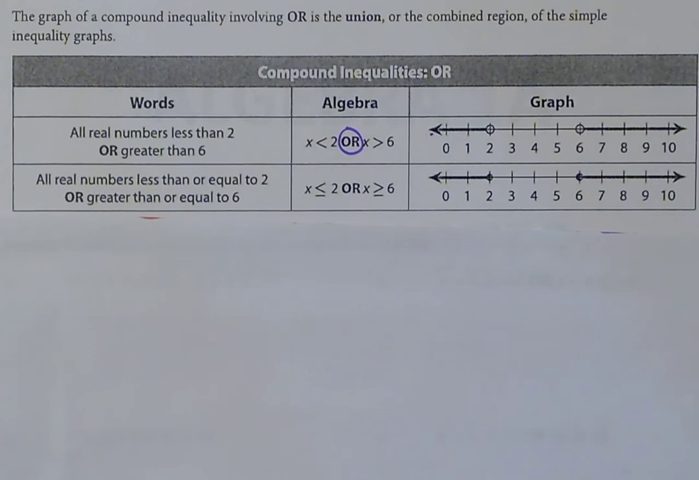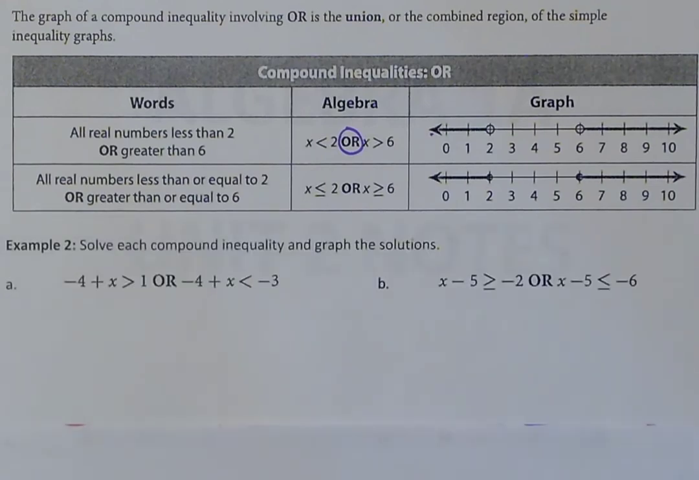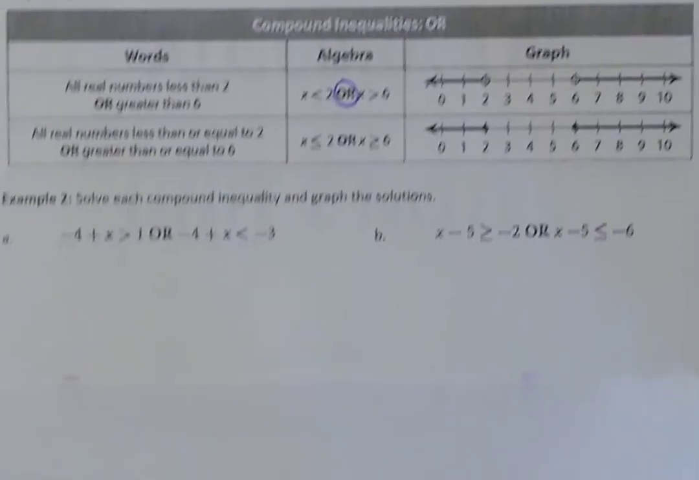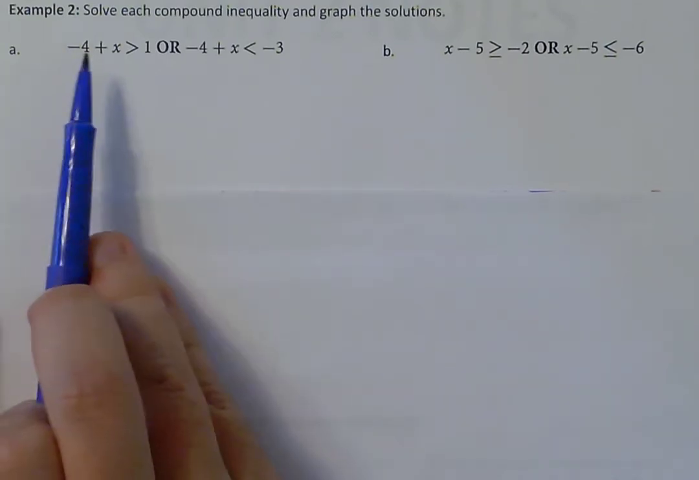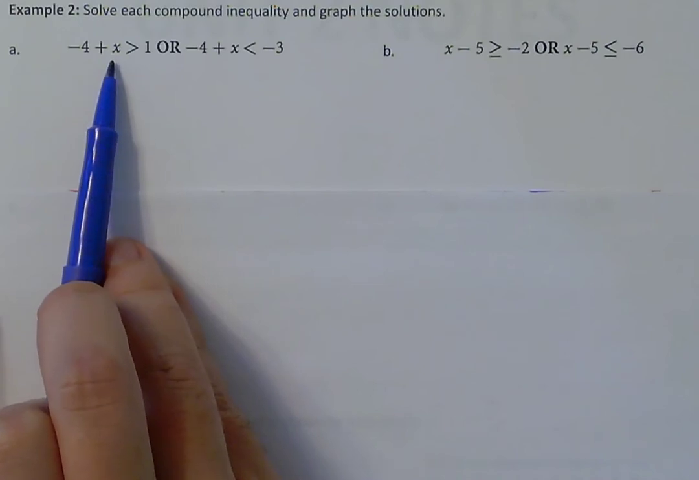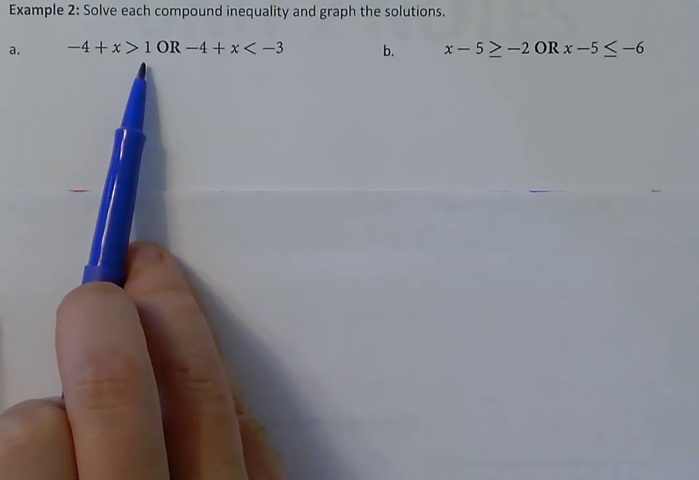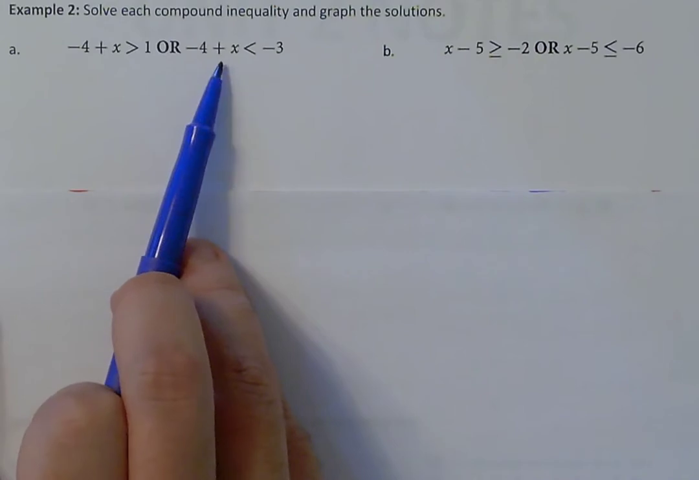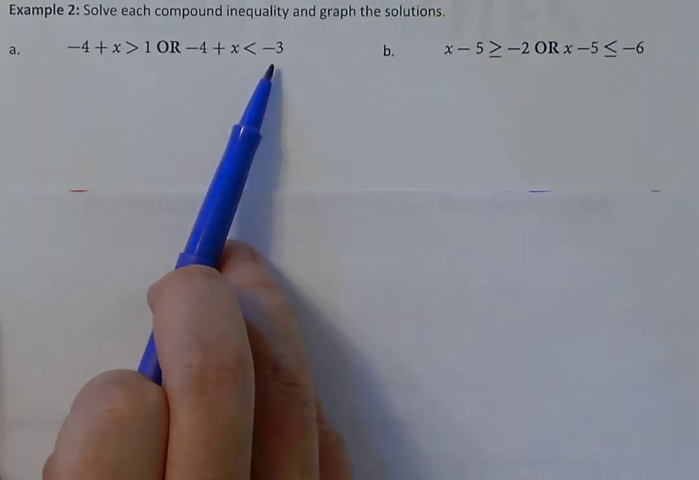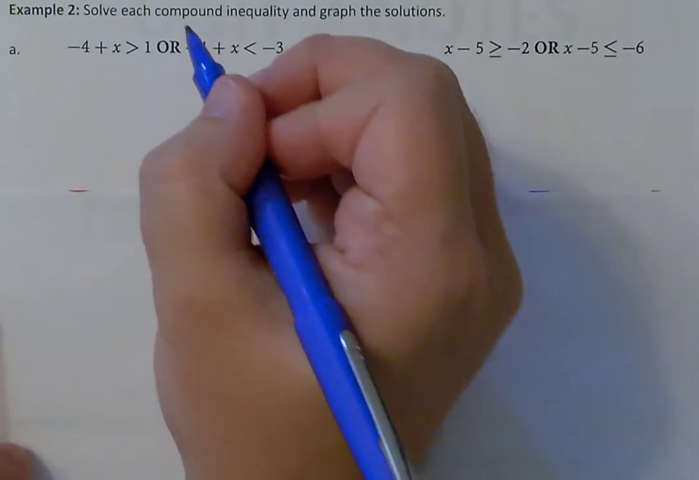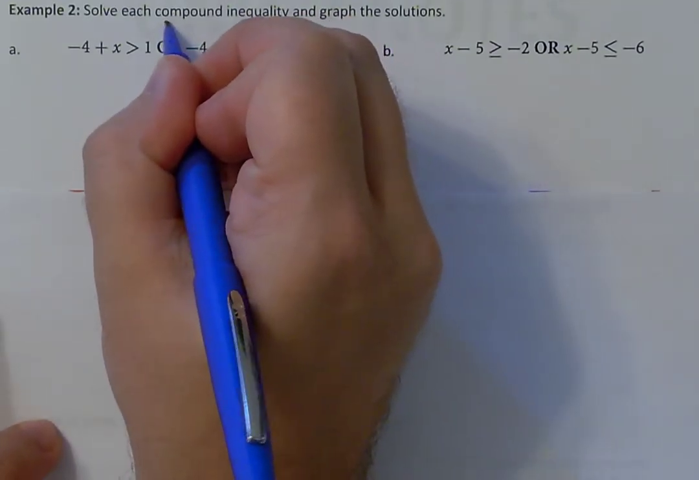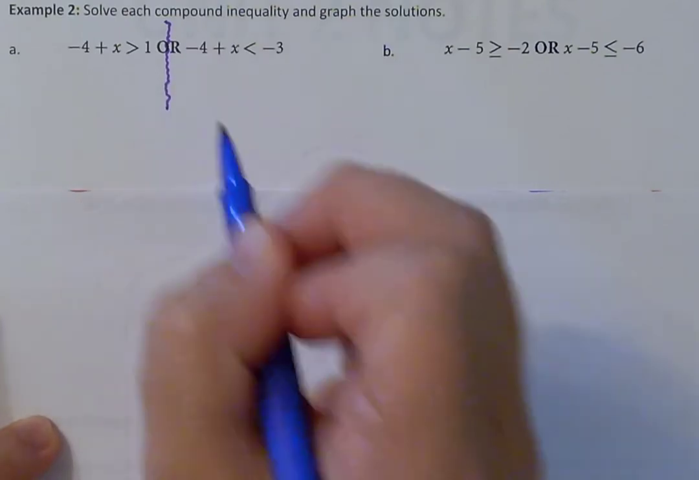So let's go through and talk about how to solve or statements. Example 2 again asks us to solve compound inequalities and graph the solutions. Now if we look at example 2a, we have negative 4 plus x is greater than 1, or negative 4 plus x is less than negative 3. When you go through and solve or statements, I'm going to draw a little squiggly line through or.